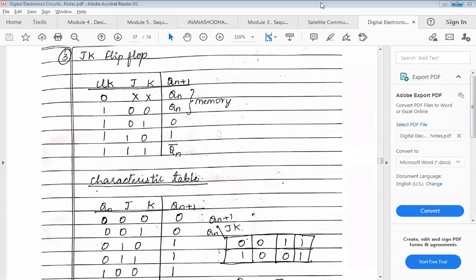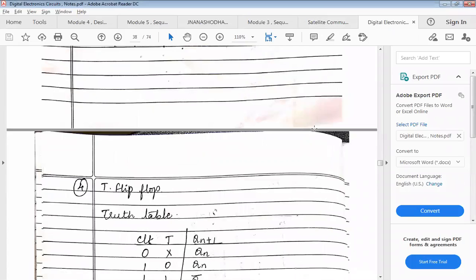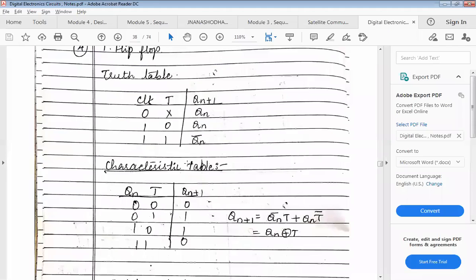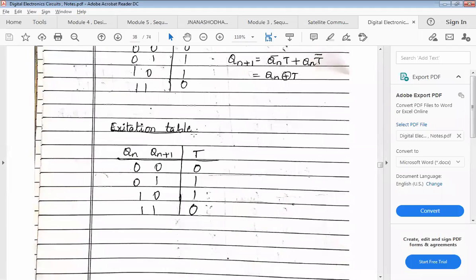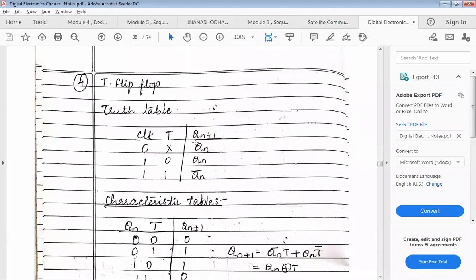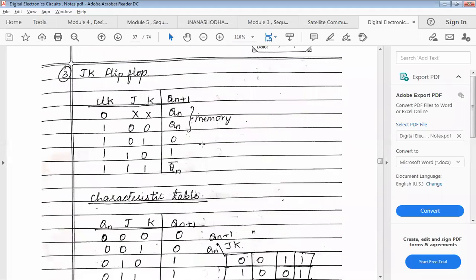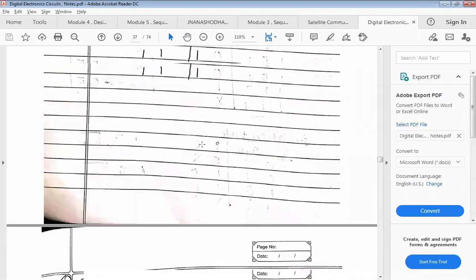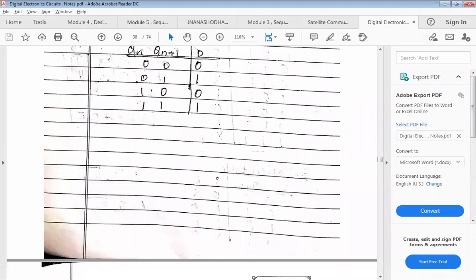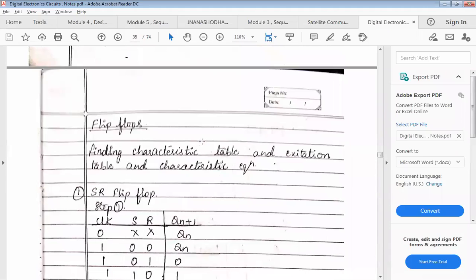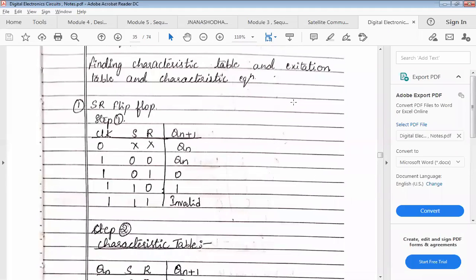Fine, good. The next one that we have is the T flip-flop, which is nothing but your toggle flip-flop. So 3 important things: truth table, characteristic table, excitation table. Now, why do we need this? We need this for counter designs, for designing synchronous circuits, and for designing mod circuits. If I tell you to design a mod 6 counter, then you'll be needing these tables. So these 3 tables are very much important. Please concentrate as I teach you all.